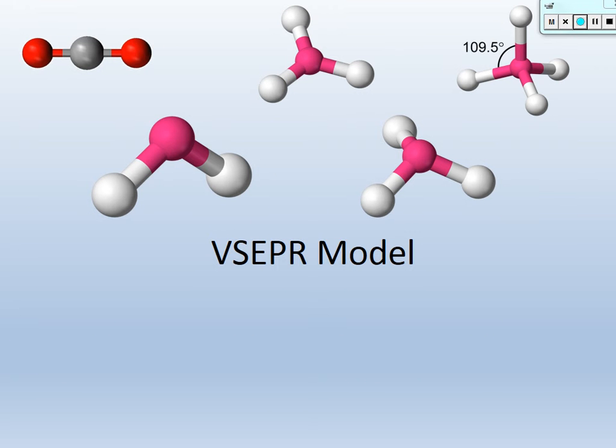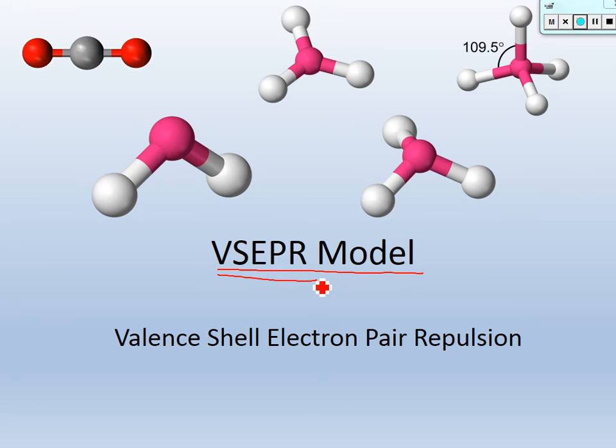This model that we're going to talk about today is called the VSEPR model. It stands for something. This is an acronym. VSEPR is an acronym that means valence shell electron pair repulsion. So this is the V, the S is shell, the E is electron, the P is pair, and R is repulsion. So valence shell electron pair repulsion.